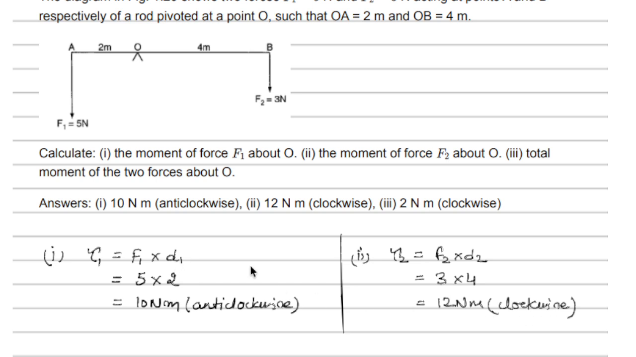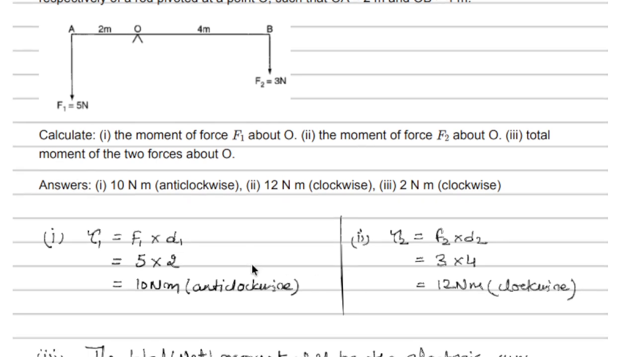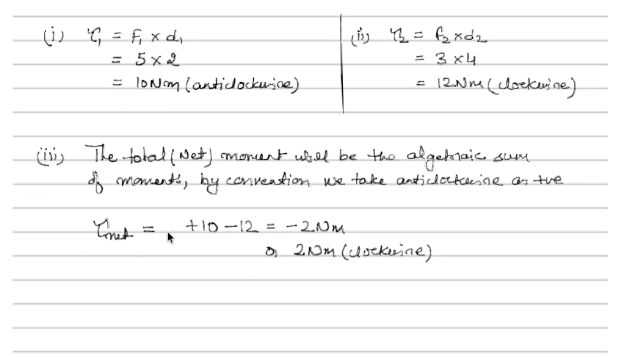Now for the total, we need to consider the signs. So the total net moment will be the algebraic sum. So algebraic means we have to take care of the signs. We have to take care: if it is anti-clockwise, we have to consider it positive. If it is clockwise, then we will say it is negative. So we'll take the sum accordingly.